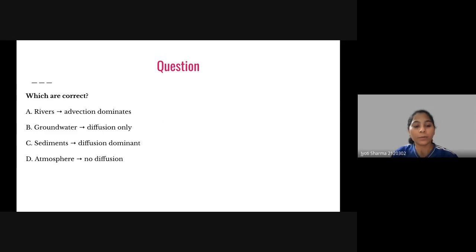Okay. Now coming to the different compartments that we have in the environment. In different compartments, the net flux depends on, as I told you, two terms, the advection term and the diffusion term, and in different compartments, different terms will dominate. So you have to tell me the correct one. I have A, river, advection dominates; groundwater, diffusion only; sediment, diffusion dominant; atmosphere, no diffusion. Again, MSQ, multiple select.